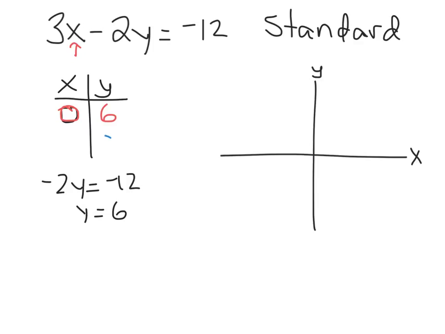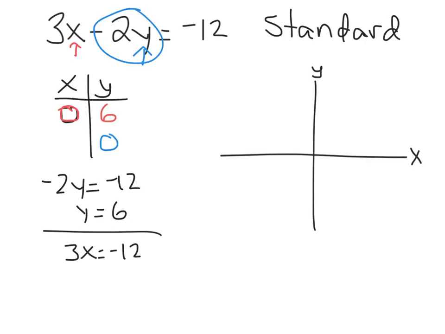Next, we'll put a 0 in for y. When we put a 0 in for y right here, this becomes 0 right here. So then we're left with 3x equals -12. When we divide both sides by 3, we get x equals -4. So we know our x-intercept is -4.